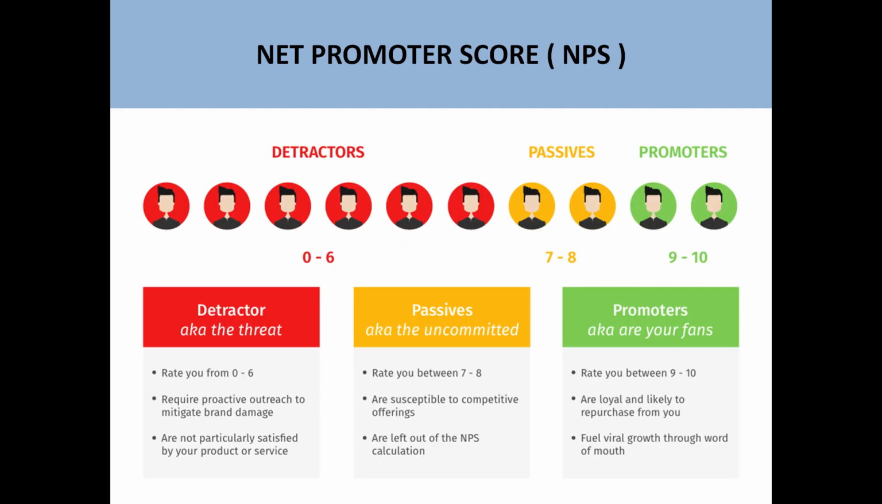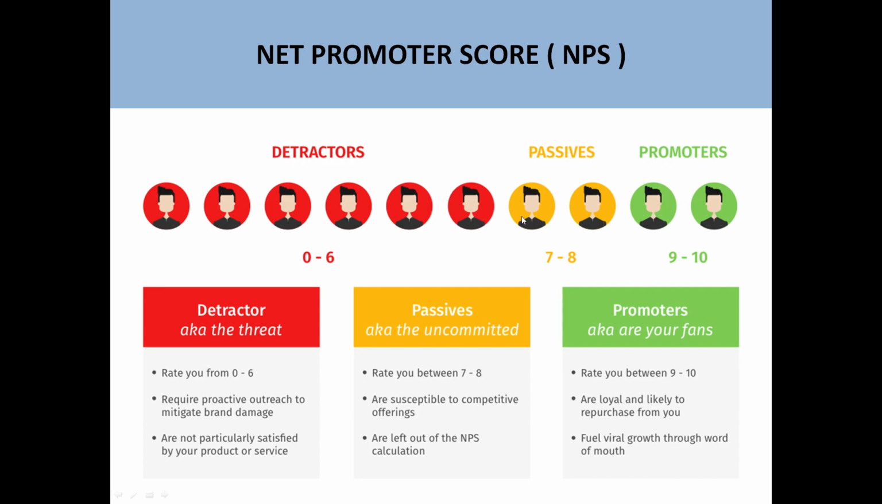If you just see the figure here, there are mainly three types of persons: detractors, passives and promoters. The detractors are basically the red persons, you can say the unhappy customers. Basically they are a threat for your business or product and they can destroy your brand. We can rate them 0 to 6. 0 to 6 means that they are the threat, they are the unhappy customers and they can destroy your brand.